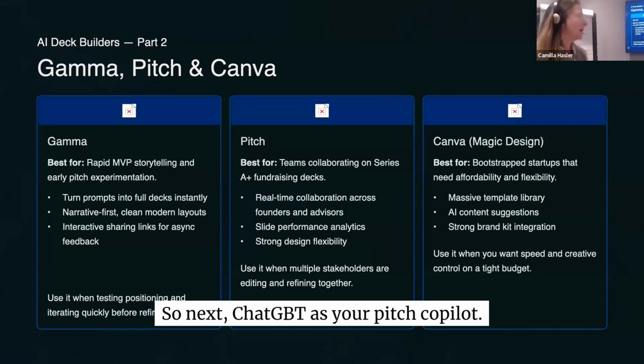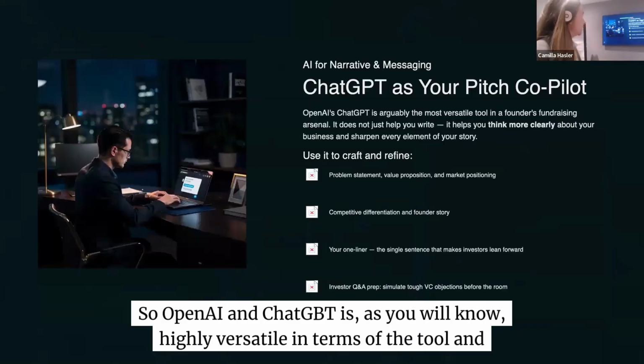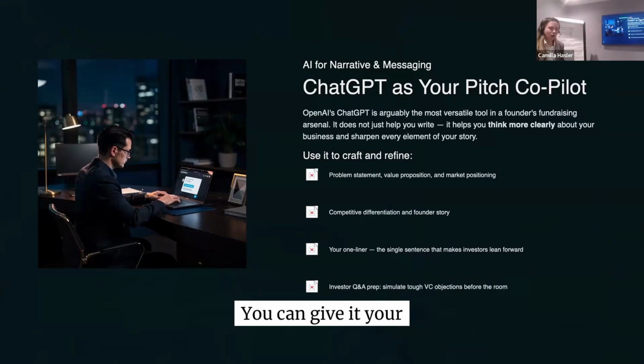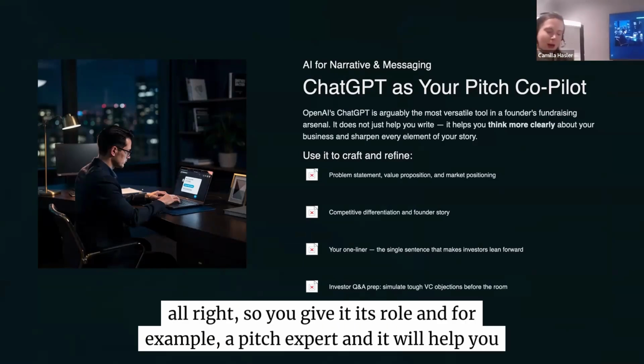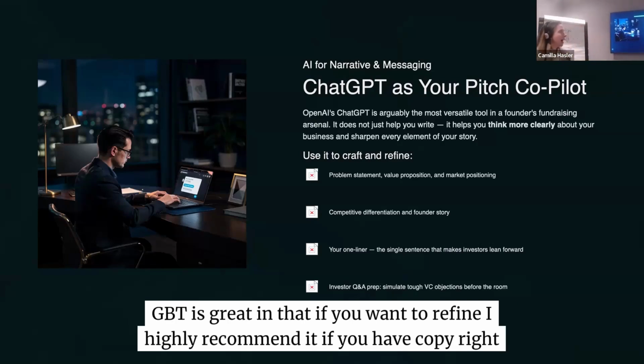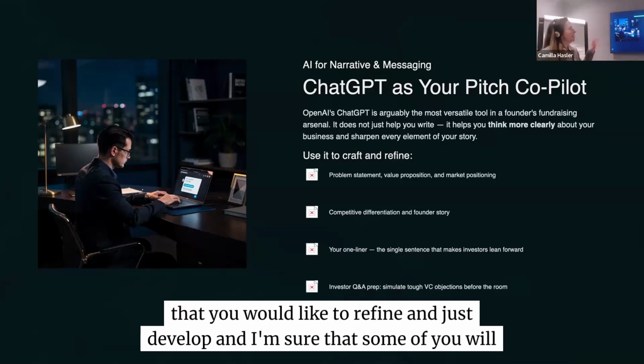So next, ChatGPT as your pitch co-pilot. OpenAI and ChatGPT, as you will know, is highly versatile in terms of the tool and what it can do for you and how many different things it can do. You can give it its role, for example a pitch expert, and it will help you. I will share with you in a moment how I have another option on this. But ChatGPT is great, and I highly recommend it if you have copy that you would like to refine and develop.